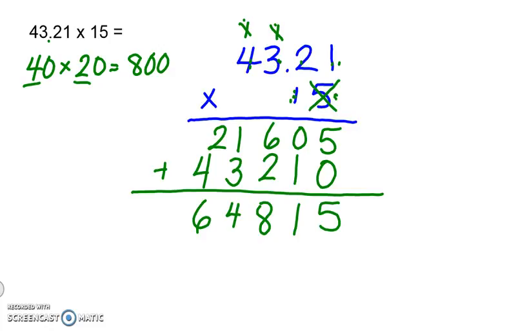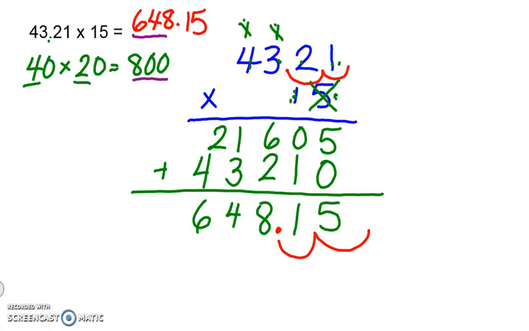So my answer needs to be represented in hundredths. I need to go 1, 2 place values in. So now I really have 64,815 hundredths, or 648 and 15 hundredths. I want to check and make sure that that's reasonable. 648 is about 800, so I know that my answer is reasonable. Final product is 648 and 15 hundredths. And that is all for Lesson 12.